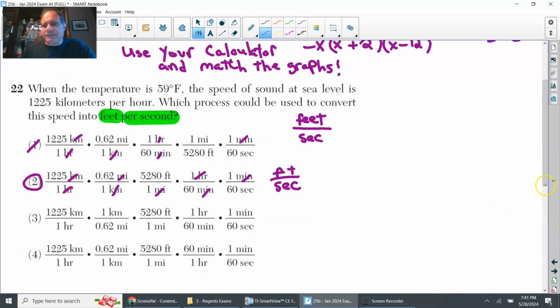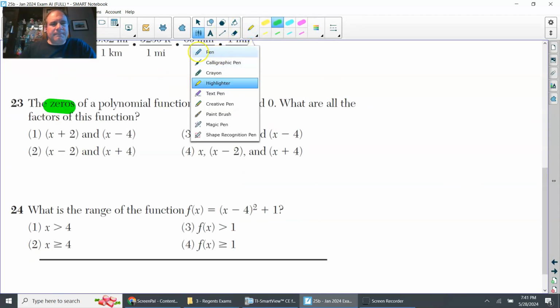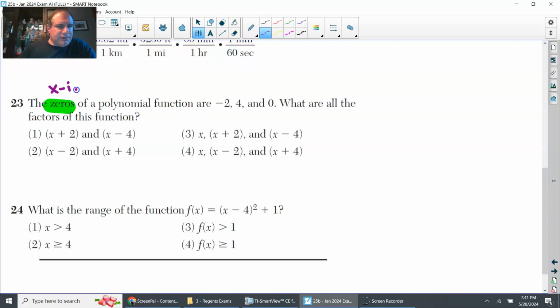Zeros. So the zeros are the x-intercepts. The solutions. So we have to have 3. So you could just go ahead and put these in your graphing calculator, and just see where they cross the x-axis, and that's it. Or you could do it by hand. You could set each binomial equal to 0, but I'm just telling you, if there's a negative 2, 4, and a 0, that means this one or this one.